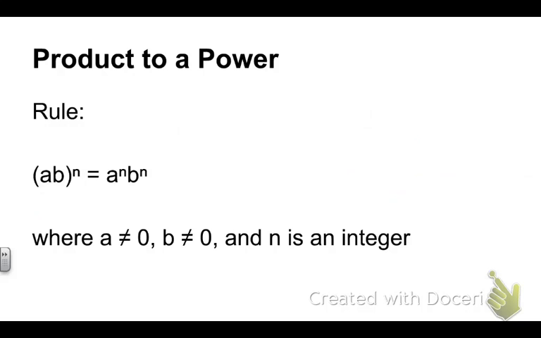Now, a product to a power, what the rule is: a times b, so I've got 2 numbers being multiplied. That's being raised to a power. So ab to the power of n, look what happens. It's equal to a to the n times b to the n. So if you look, everything that was inside the parentheses, that exponent got attached onto it. All right? And again, a is not 0, b is not 0, and n is an integer, either positive or negative.